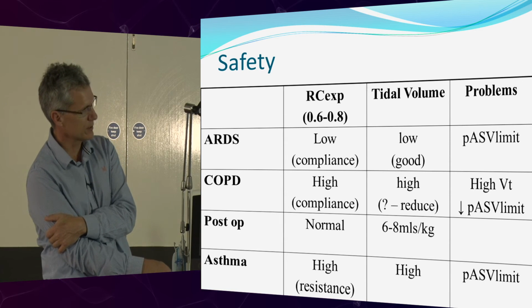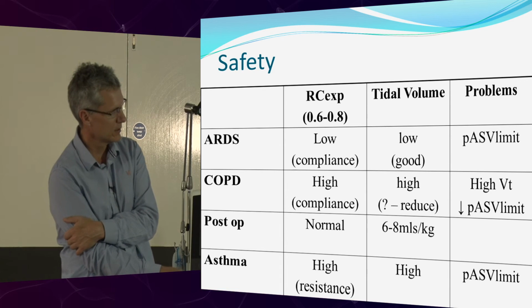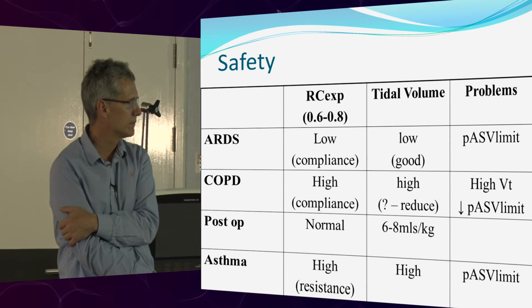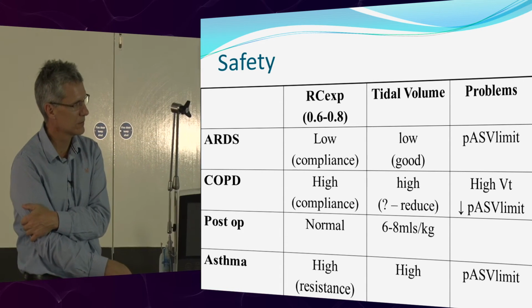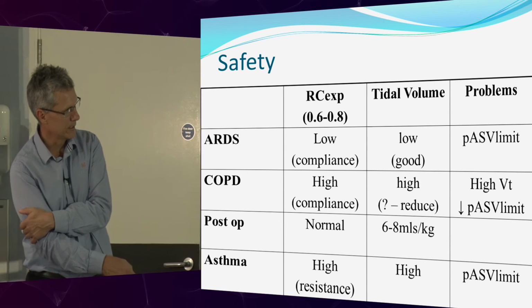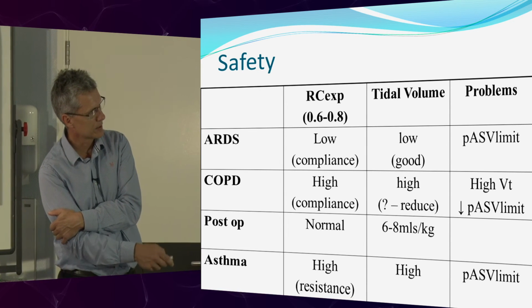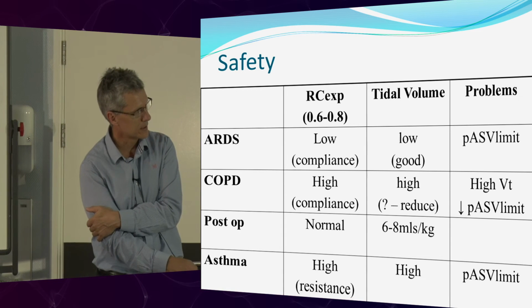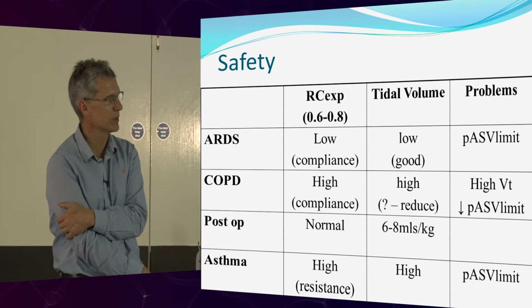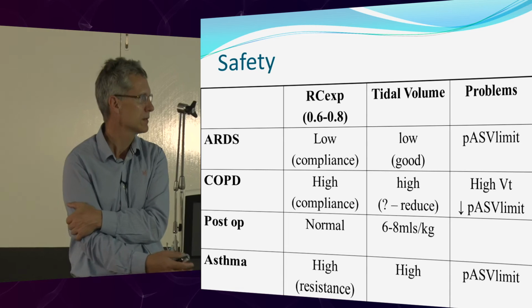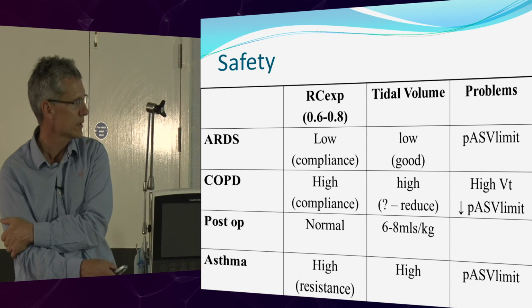Post-op, patients usually have a normal time constant, and ASV will give you tidal volumes usually pretty fine. And then asthma, resistance is high, so your time constants will be high, your tidal volume's high, your PASV limit can be a problem. Again, thankfully asthma, we don't ventilate many of these nowadays.